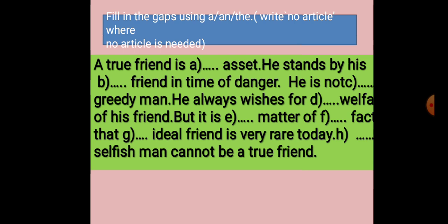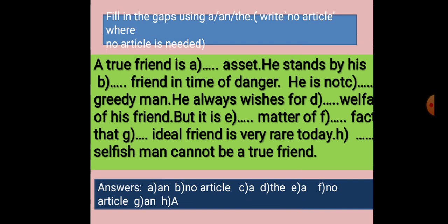You also think about this. This is a passage. When you write the answer of a passage, you have to write only the answer. Don't write the passage on your answer sheet. Okay, let us see the answer. A will be an, and B no article. C, a; D, the; E, a; F, no article. G and H will be a.